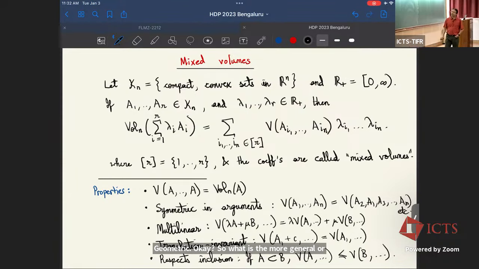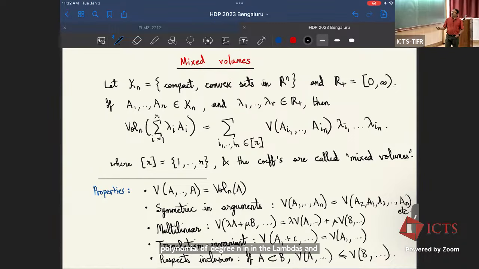From now on, we are going to use K^n to denote compact convex sets in R^n. R plus is the non-negative real line. So now if A1 to AR are in K^n, so they're compact convex sets, and lambda 1 to lambda R are non-negative real numbers, then if I look at the volume of this Minkowski linear combination, that's a homogeneous polynomial of degree n in the lambdas, right? And this is one way to write it.